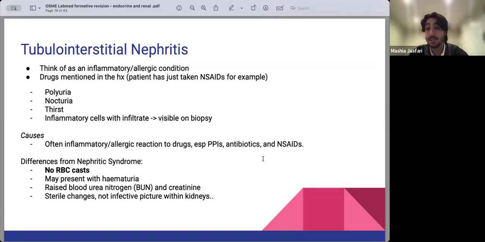And it can happen in patients that usually have just taken an NSAID. The most characteristic thing is you can see these inflammatory cells on biopsy, usually eosinophils. And you don't get RBC casts. So it's not like a glomerulonephritis where you get RBC casts. So you can tell the difference between glomerulonephritis and tubulointerstitial nephritis by looking for whether or not there are RBC casts.